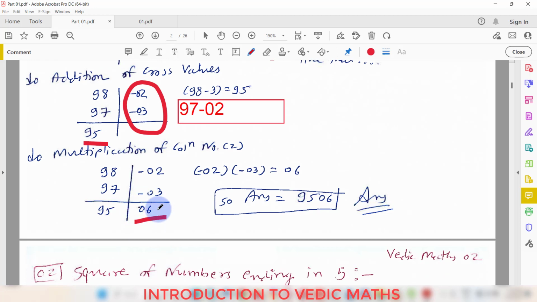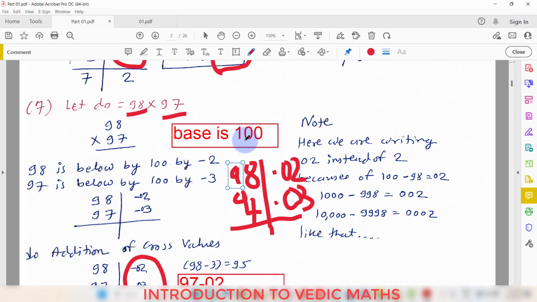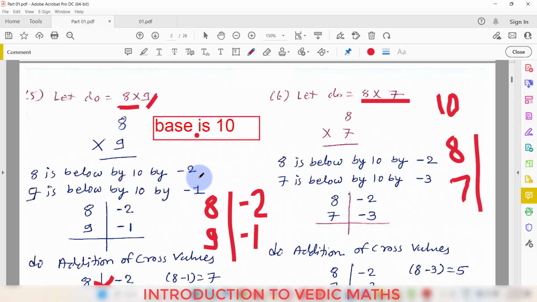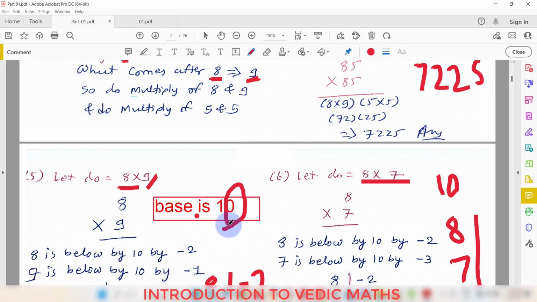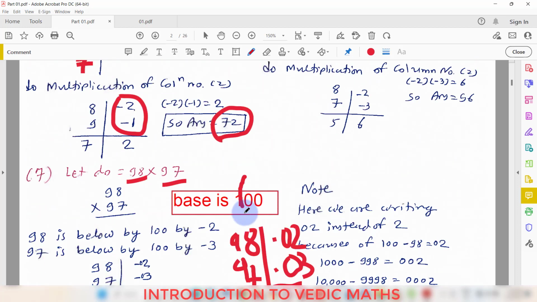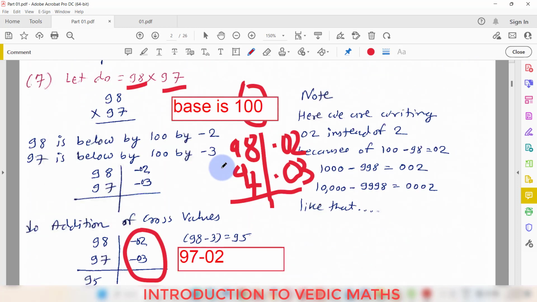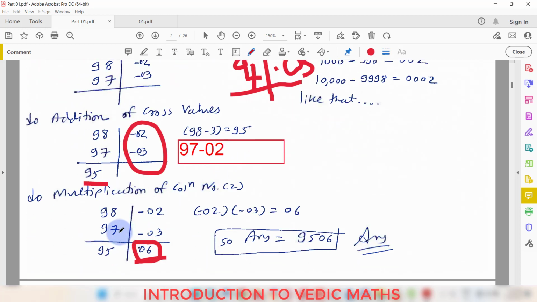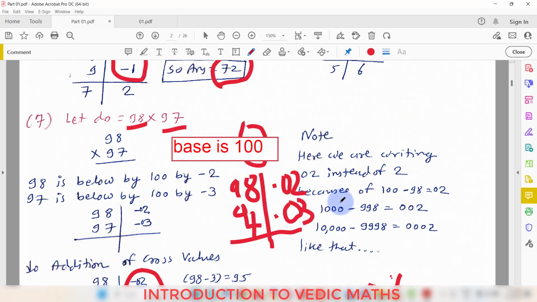Here you have to write in 2 digits because we have taken the base as 100, which has 2 zeros. Here we have taken 10 with 1 zero, and here 100 with 2 zeros. Got it? So our answer will be 9506. Okay, so this is one note that we have to consider.